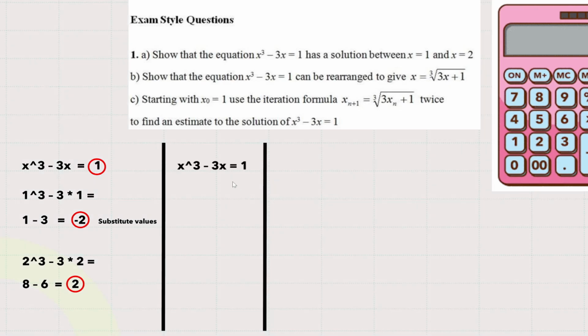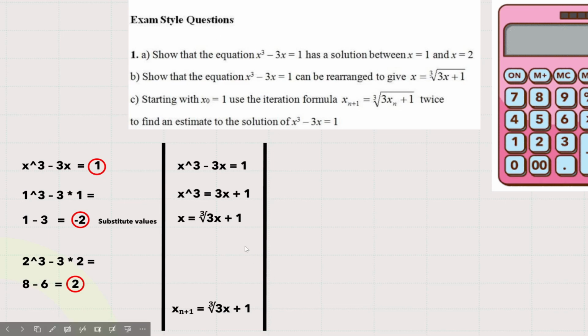We're going to write this again, then add 3x on both sides to get this, then cube root that to get this value right here. This value can also be shown as the iteration formula, so we can write that down there: x n plus 1 equals cube root of 3x plus 1. Now we're going to use that value twice, I'll show you that in a second, to estimate the value here.